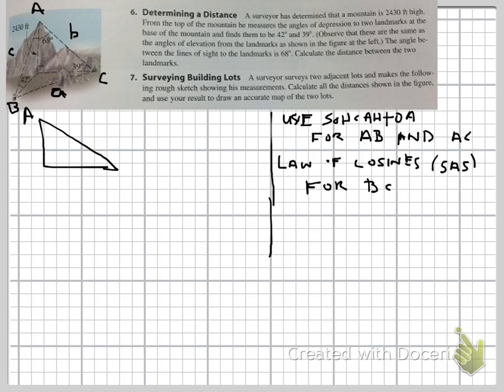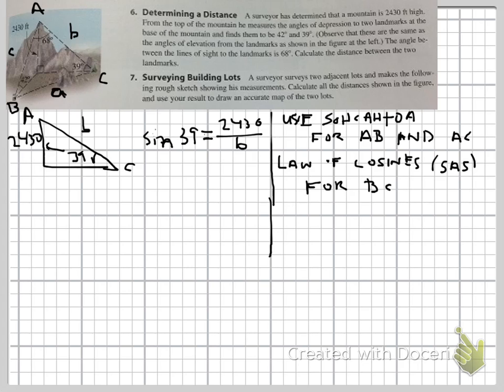If this point is A and this point is C, this side is 2430, and this side is little b. And this angle is 39 degrees. Based off SOHCAHTOA, we have the opposite side and the hypotenuse, so we're going to use sine of 39 degrees. We set that equal to its opposite side, 2430, divided by b. Once we can find little b and little c, then we have a triangle that we can use in the law of cosines.